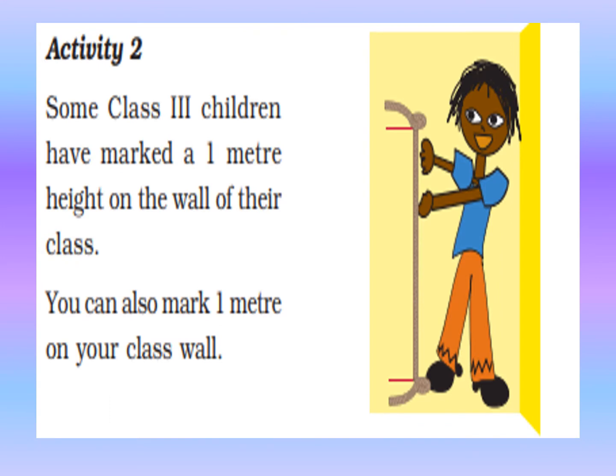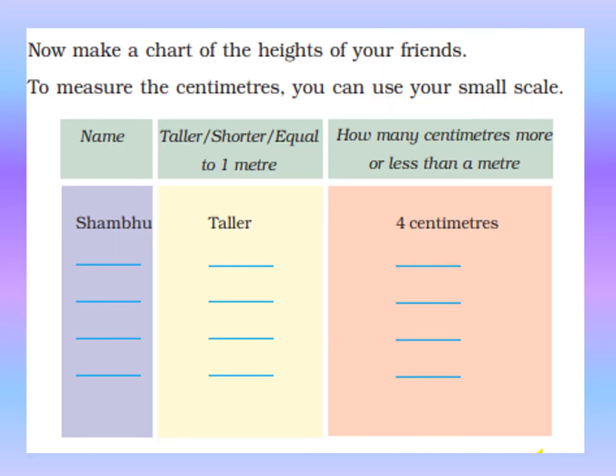Now use this meter rope to mark the height of 1 meter on the wall of a room. Now we will make the chart of the heights of your friends or family members. To measure the centimeters, you can use a smaller scale. We will write the name and find out whether the person is taller, shorter or equal to 1 meter, and we will also write how many centimeters more or less than a meter the person is.